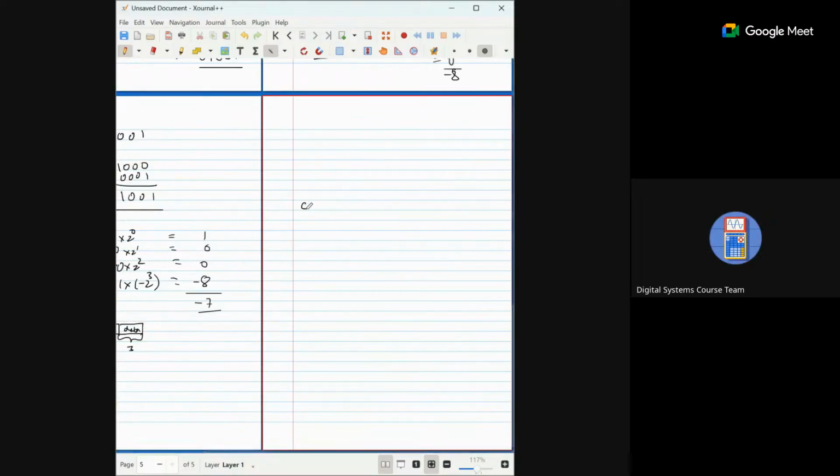Sir, so the most significant digit is for the negative sign? Yes, the most significant bit is used for differentiating whether the number is positive or negative. If that particular bit is 1, it is a negative number; otherwise, if it is zero, it is a positive number. So let's take this number 0000, which is equal to digit 0. 0001 is equal to 1.